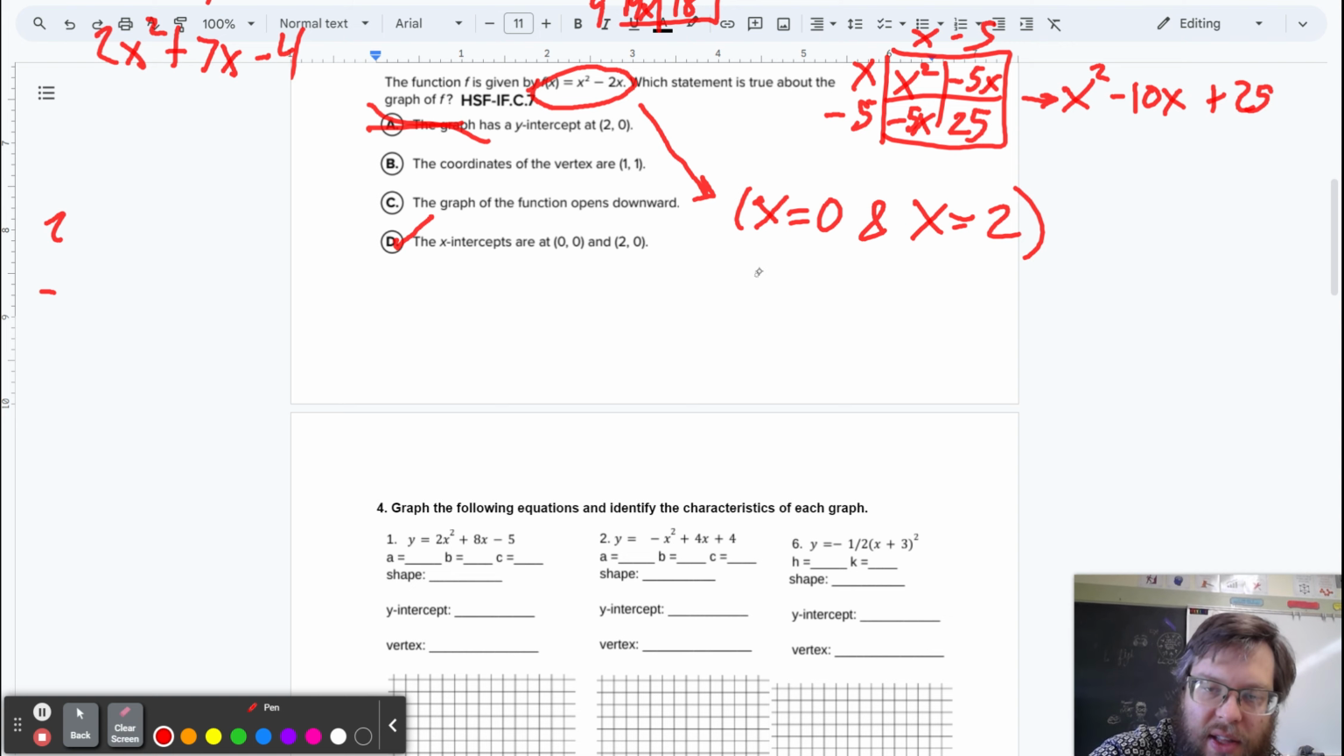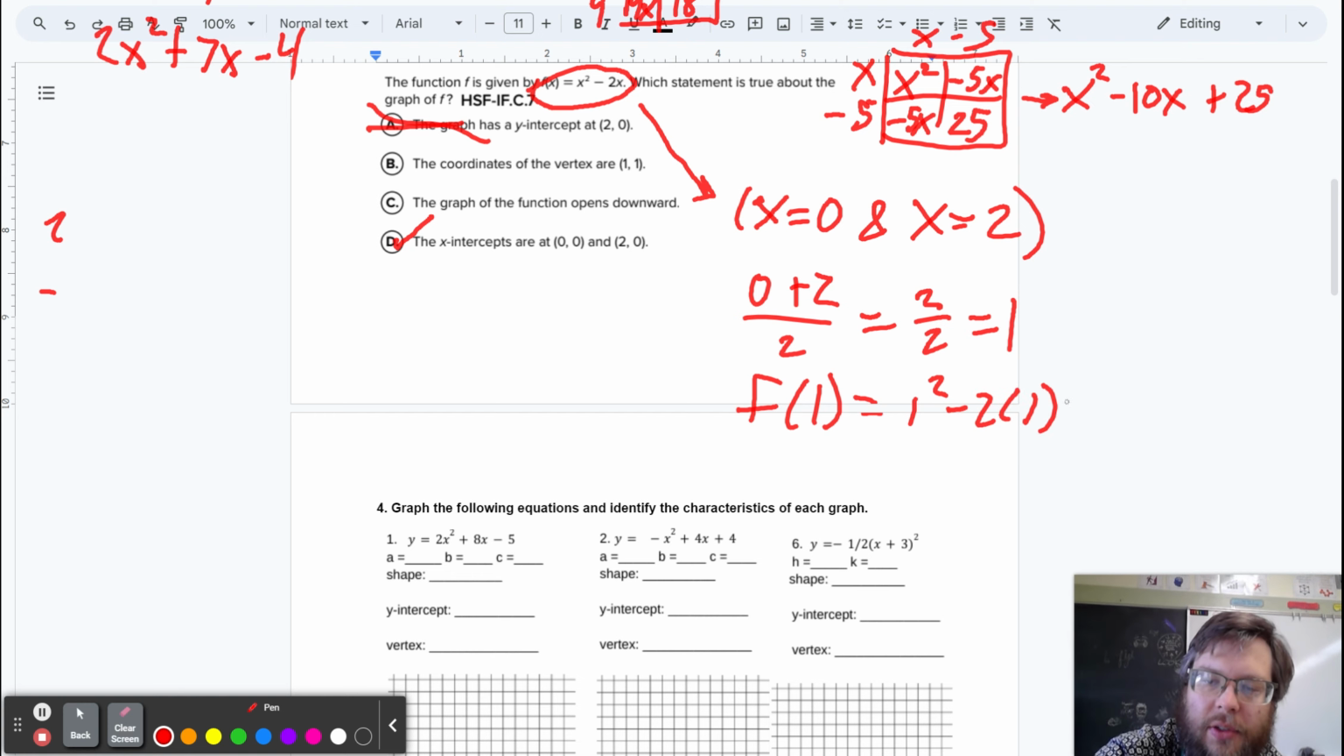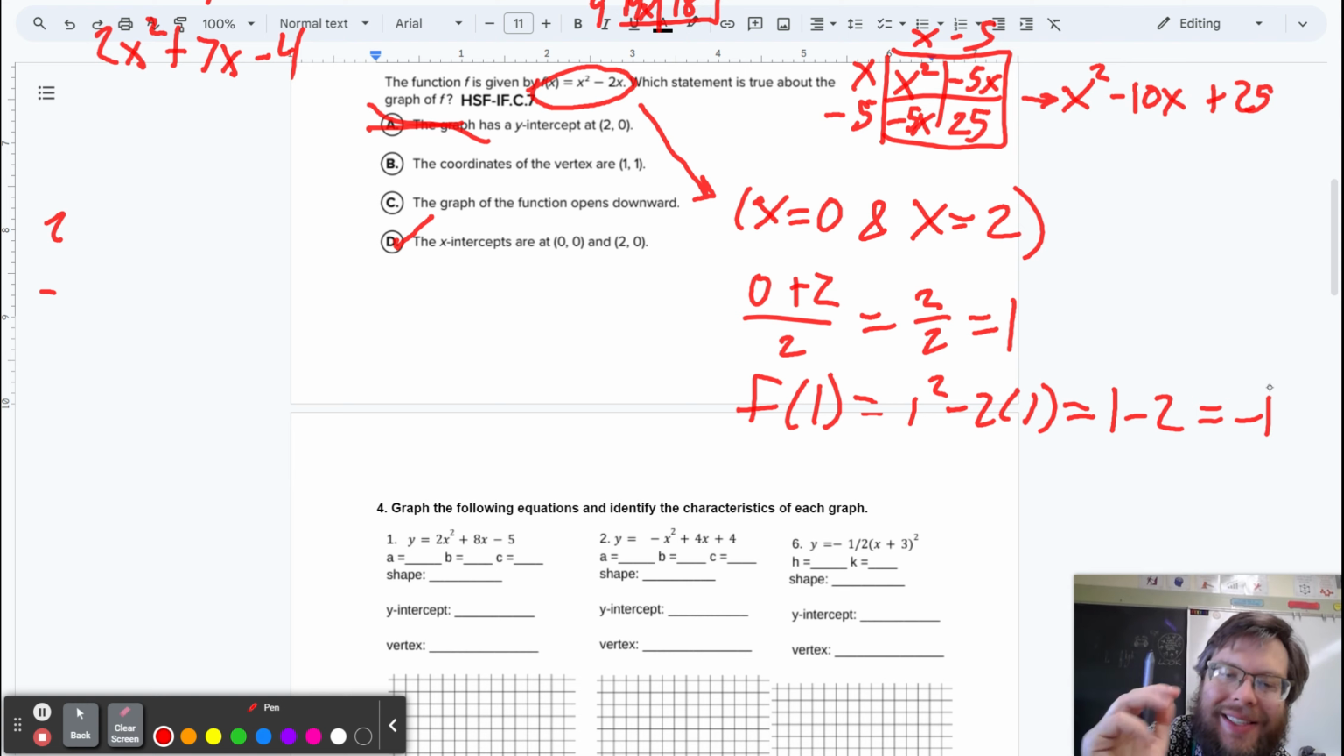I can also see that halfway in between my two x-intercepts is equal to 2 over 2, which is x equals 1. And if I plug in x equals 1, f of 1 is 1 squared minus 2 times 1. 1 minus 2 is negative 1. So it's almost true that answer choice B is almost true. The coordinates of the vertex are not 1 comma positive 1, they're 1 comma negative 1. So that one is not true.